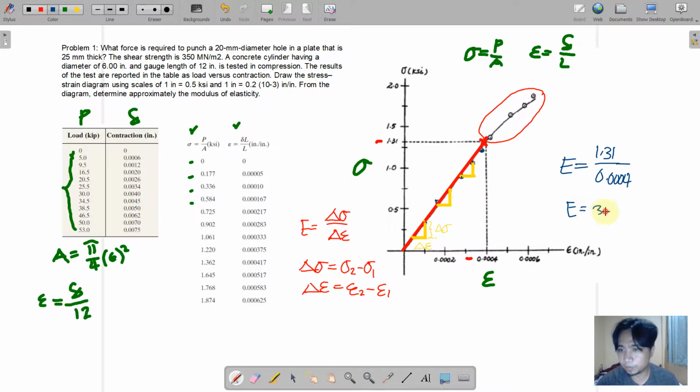So 3.275 times 10 raised to 3 KSI. Okay, so this is the answer for this problem.